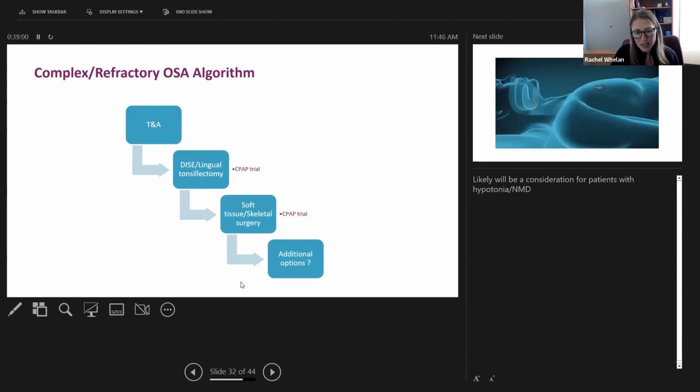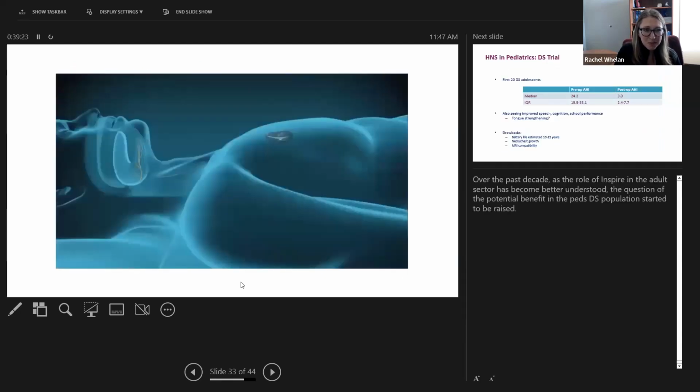Children get an adenotonsillectomy, and then if they're failing, we consider a sleep endoscopy to look for other surgical targets, take the lingual tonsils down if they're large and part of the problem, address any other soft tissue, or even consider palatal expansion or skeletal surgery. And then, are there any other options? I think this is really the place where hypoglossal neurostimulation potentially fits in.